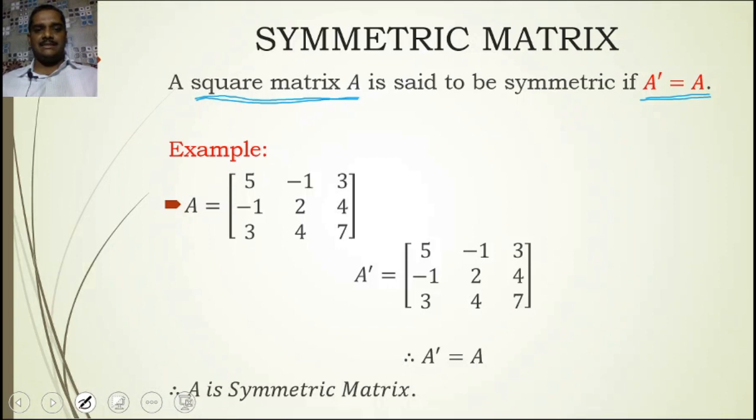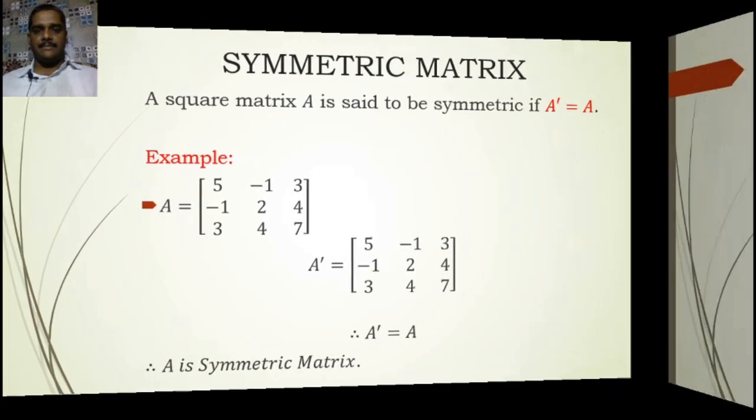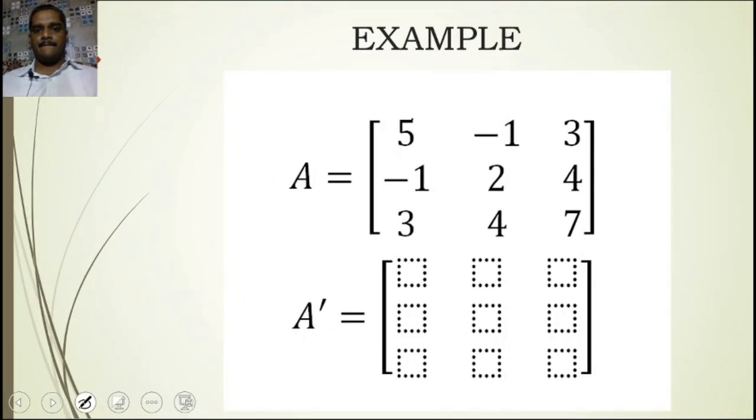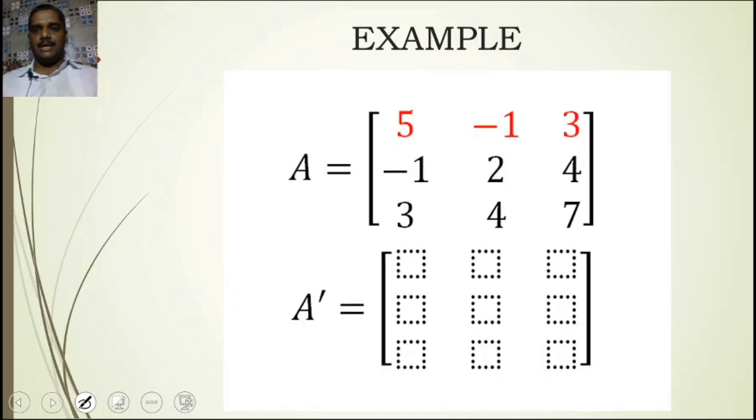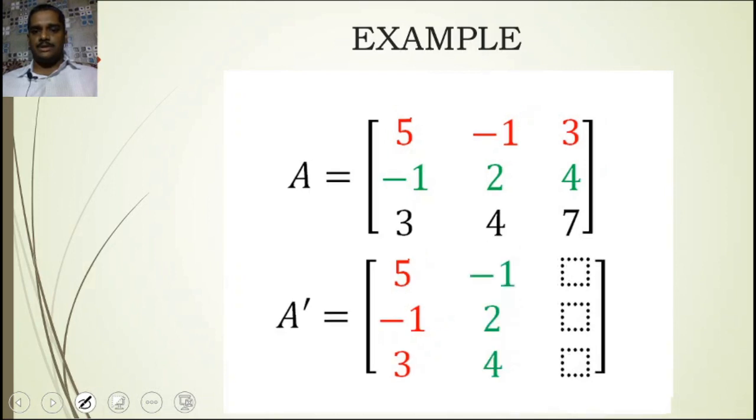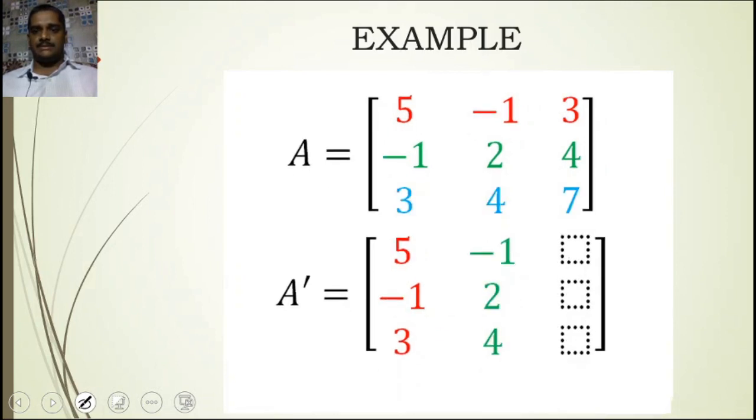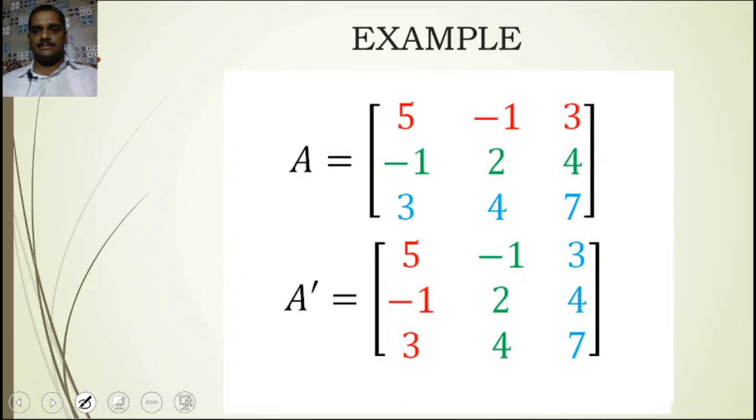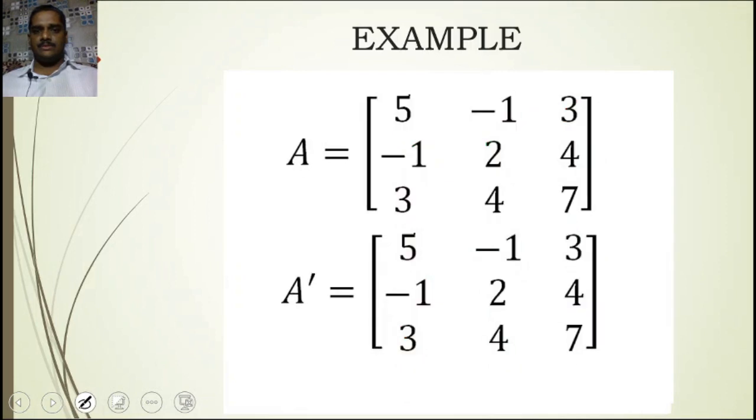I have explained the same thing in the next slide with the help of a GIF image. Let's see that. So what I'm doing over here, I'm picking up rows and putting them into columns of its transpose. And now if you compare these two matrices, both are one and the same. So the given matrix A is a symmetric matrix.